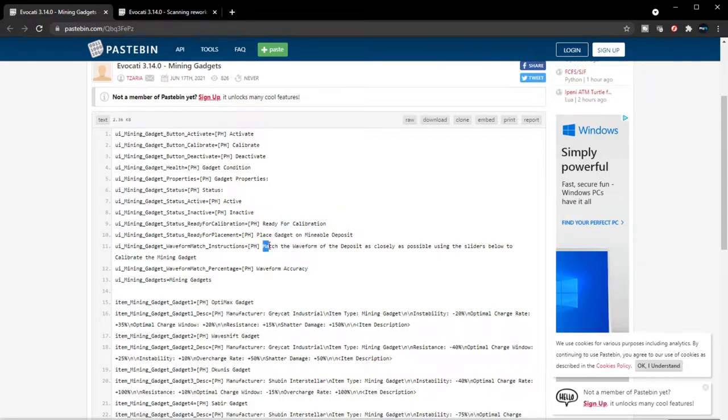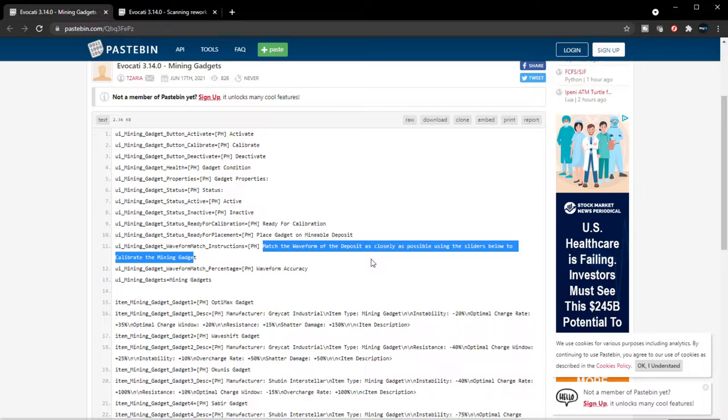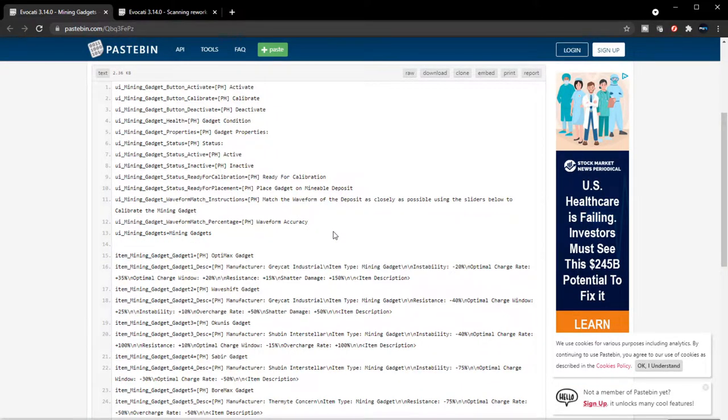An interesting piece that I want to show you guys is: match the waveform of the deposit as closely as possible using a slider below to calibrate the mining gadget. So there's going to be some skill involved with this, right? You're going to have to match the waveform of the deposit itself. I guess the gadget will scan the deposit and provide its waveform, and then you're going to have to do the calibration manually yourself. I like that. I like the fact that you're going to need skill with that. I think it's a nice piece.